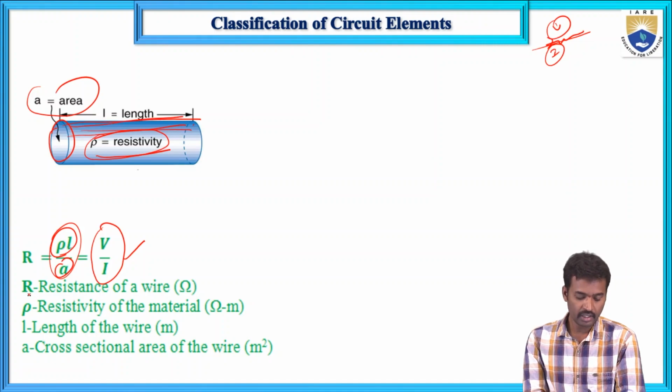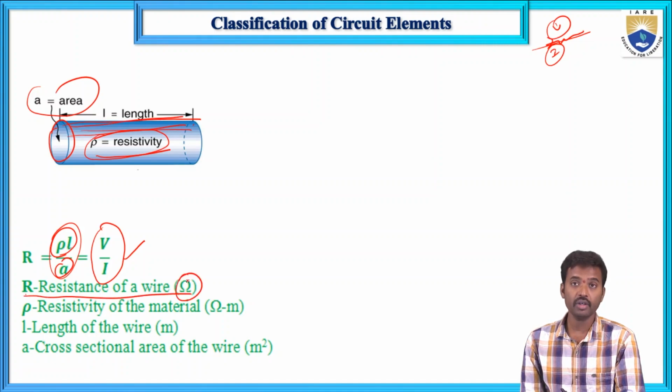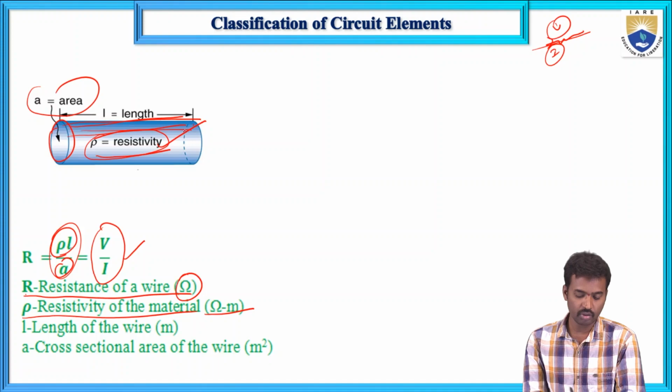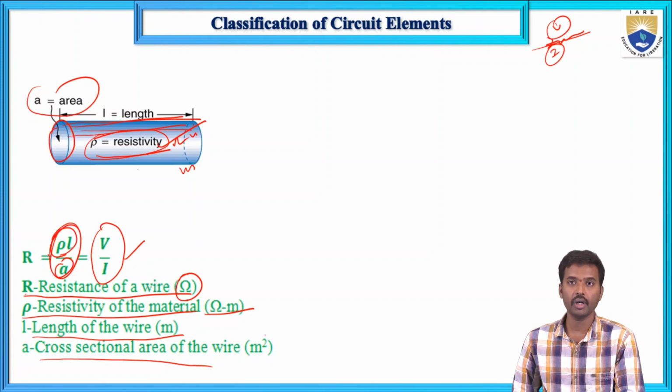R is the resistance of the wire in ohms, and rho is the resistivity of the material, in ohm meters. And next, L is the length of the wire conductor, in meters. And A is the cross sectional area of the wire conductor, that is in meter squared. So this is the formula, R equals rho L by A. We know very well this formula.